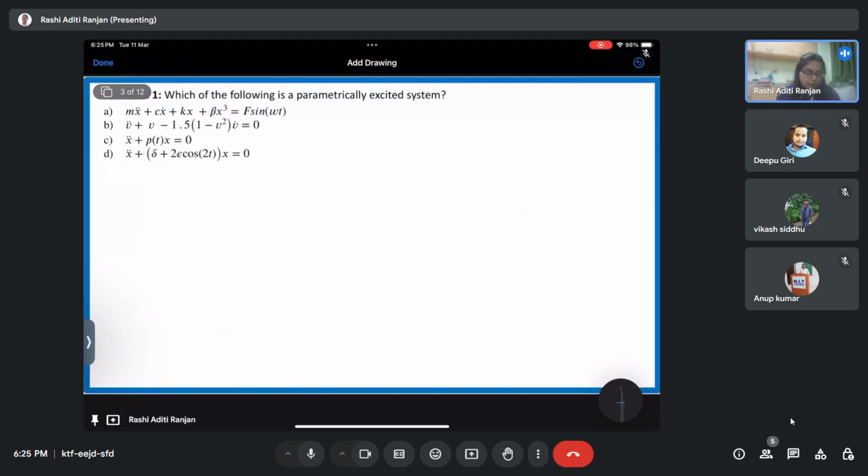Okay, so coming on to question number one. Which of the following is a parametrically excited system? As I have told earlier also, what is a parametrically excited system? A system in which a parameter is dependent on time or changes with time. Okay, so the parameter is not constant.